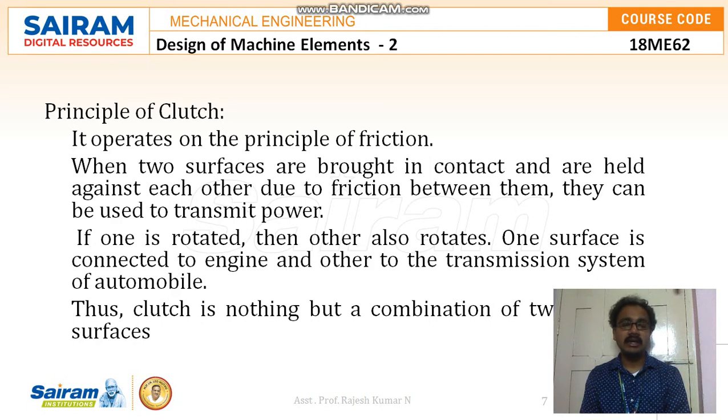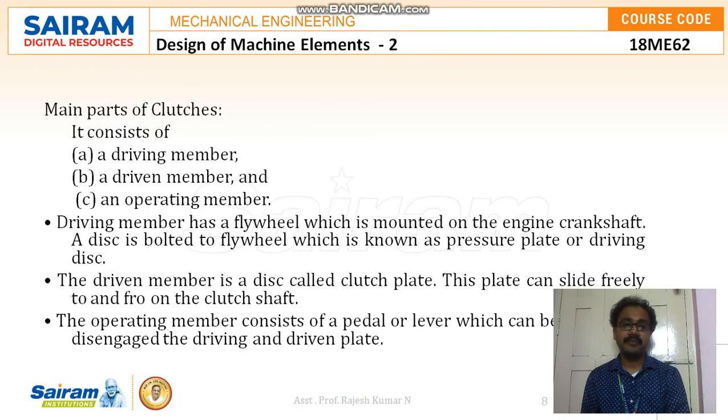It may sound a little new, but this is the fact and this is the principle. If one surface is rotated, then the other also rotates. One surface is connected to the engine and the other to the transmission system of the automobile. Thus, a clutch is nothing but a combination of two friction surfaces.